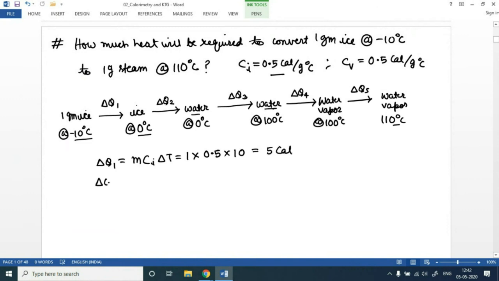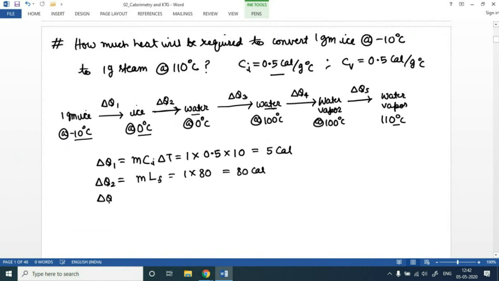And similarly, if we want to calculate delta Q2, here at this step you can see the phase change is happening. Okay, so the formula which we will be using is m times L, and here the fusion of ice is occurring, so m times latent heat of fusion. So m is 1, and latent heat of fusion of ice is obviously 80 calorie per gram. So this quantity will be simply 80 calorie over here.